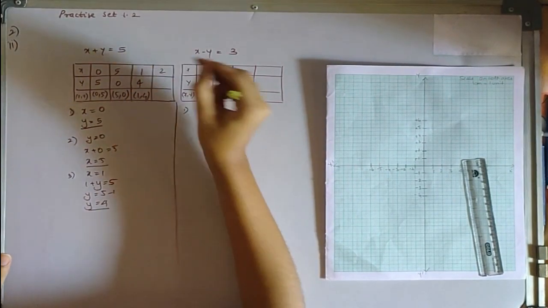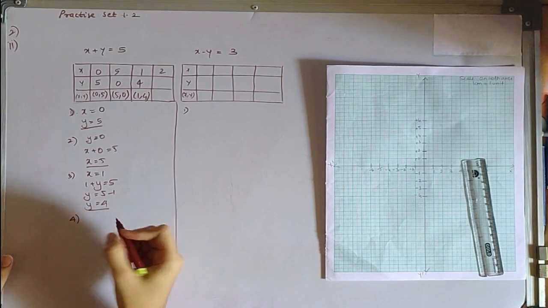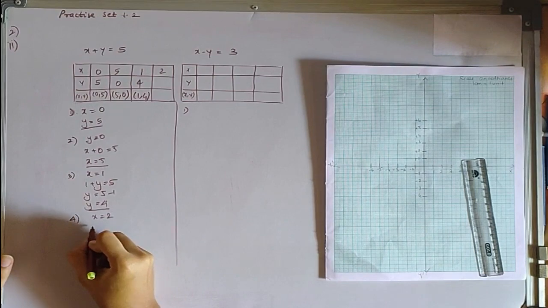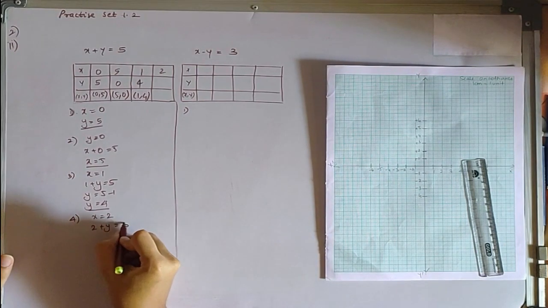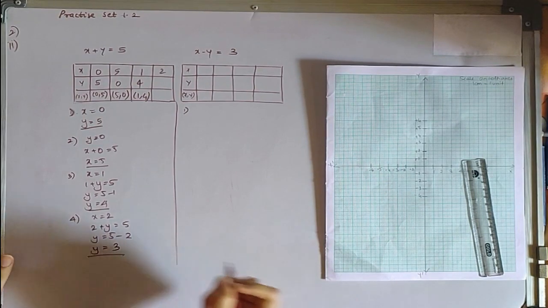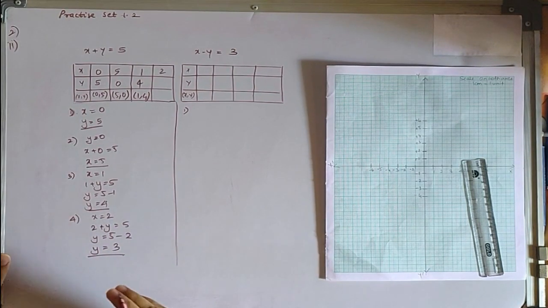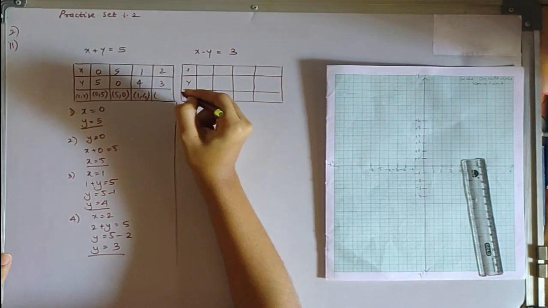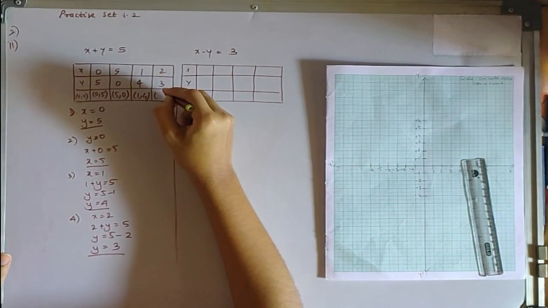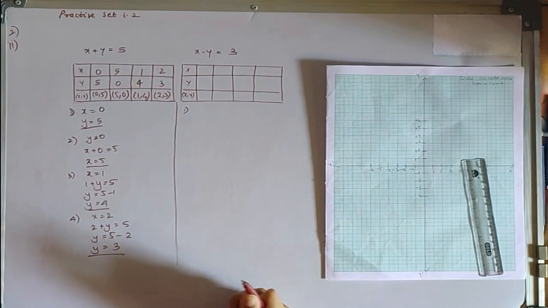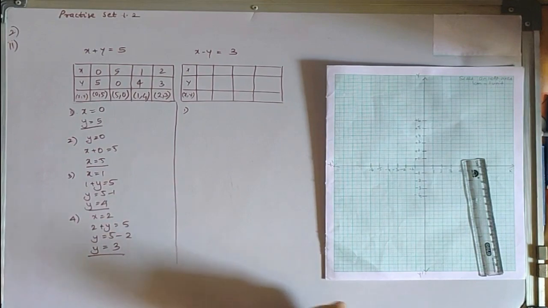For x is equal to 2, what will be my y values? x is equal to 2 suppose. So here it is 2 plus y is equal to 5. So y is equal to 5 minus 2. y is equal to 3. Again I am telling you, you can take any values of your choice. Need not take the same values. Just do not take very large values so that you do not face problems to plot the points on the graph.